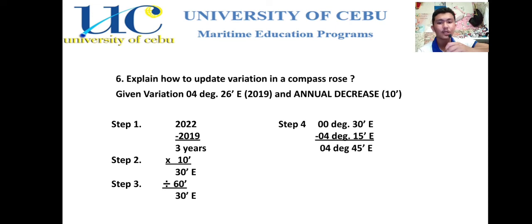So step 4 will be 00 degrees 30 minutes east, and the given variation is 04 degrees 15 minutes east. So our updated variation will be 04 degrees 45 minutes east. Thank you for listening. That's all.